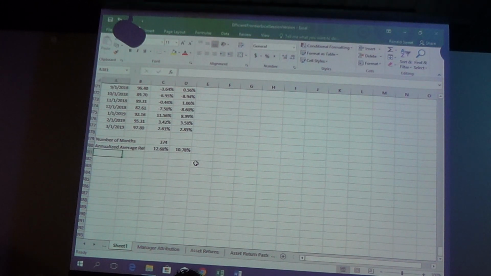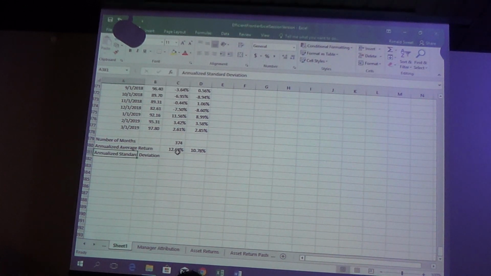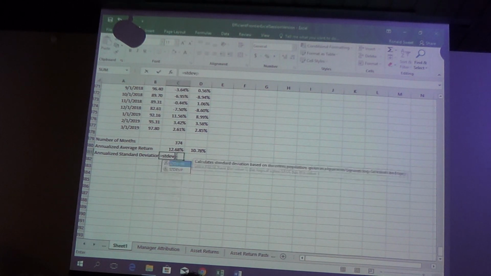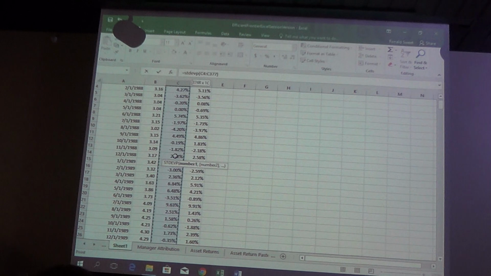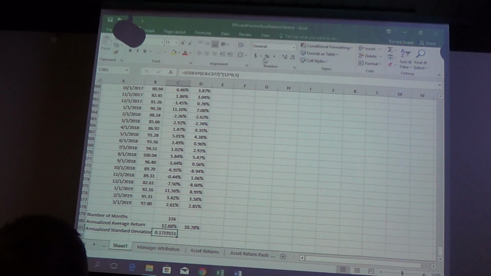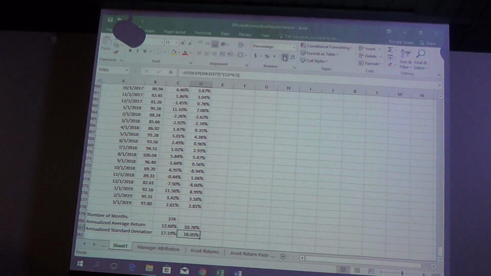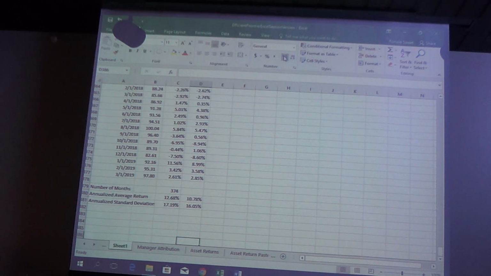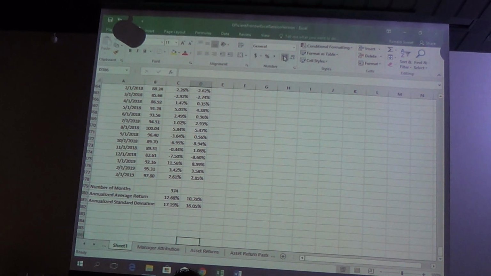What else can we do? We can do an annualized standard deviation. How do you do that? We'll just do equals STDEVP. Select all the data. How do you annualize standard deviation? Multiply by the square root of 12. So there's your standard deviation. There's the market. All right, so this fund has a higher average return than the market, but also has a higher standard deviation than the market.